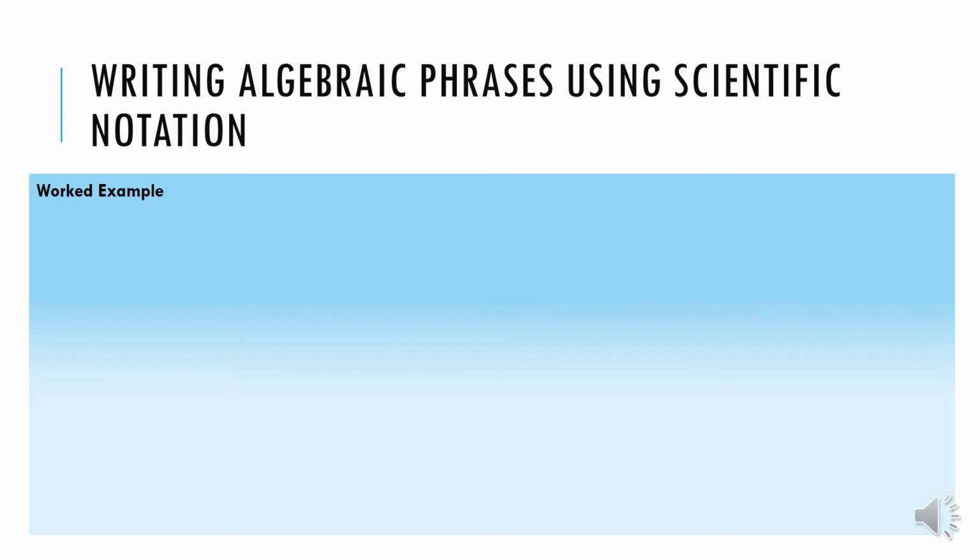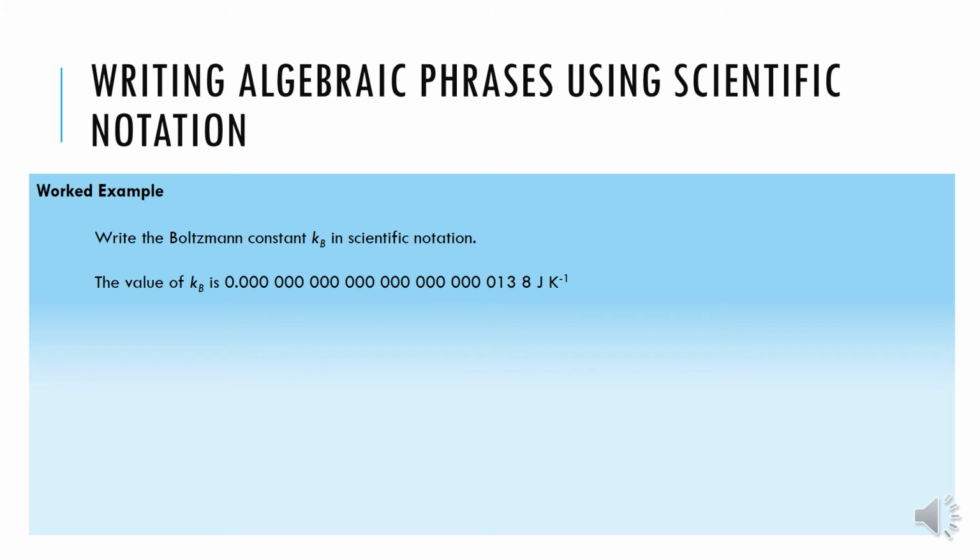So let's have a look at this worked example. The worked example requires us to write the Boltzmann constant, Kb, in scientific notation. And I give you there the value of the Boltzmann constant in joules per Kelvin. You can see that it's a very, very small number and has lots of zeros after the decimal place before we get to that final 138.